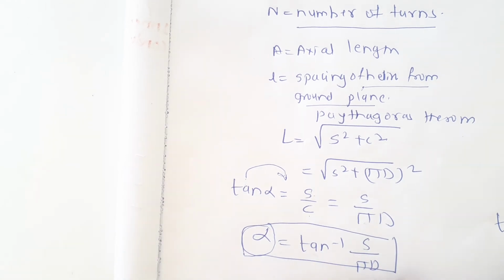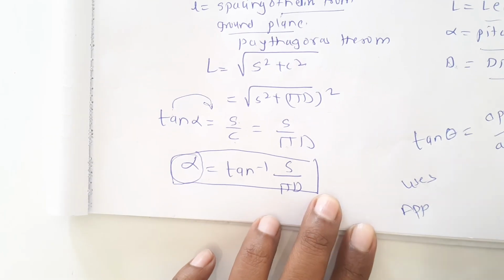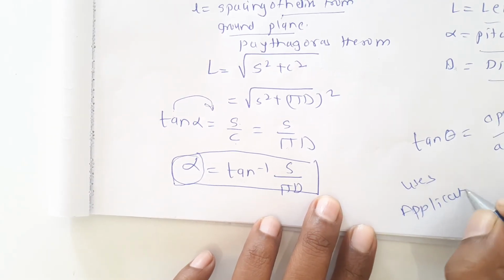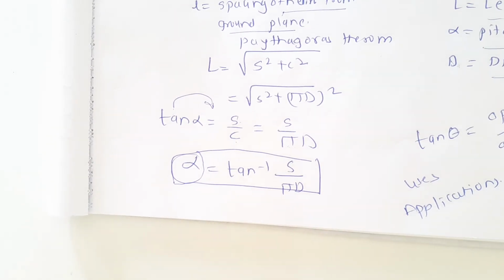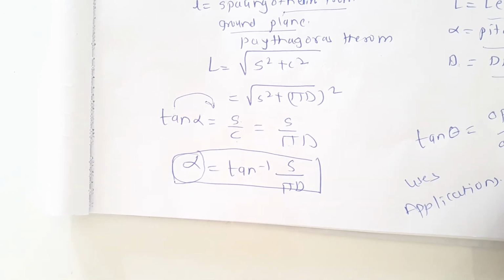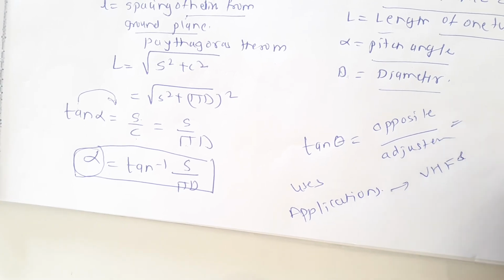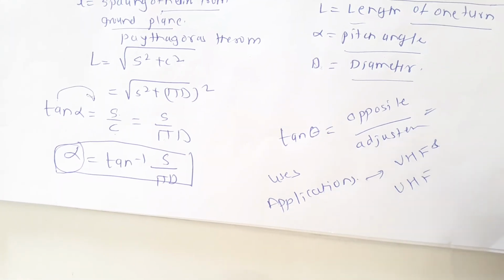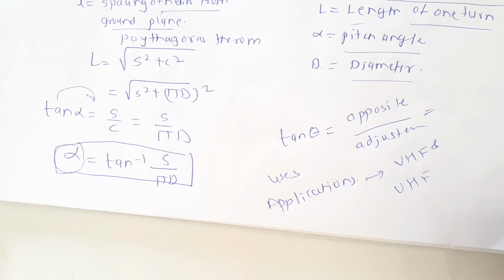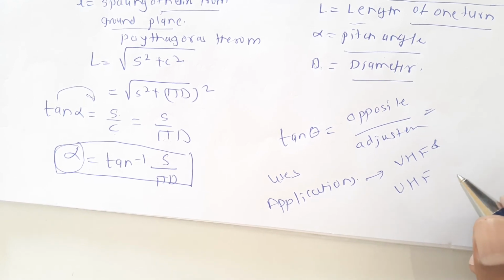Then we will see what is the application of the helix. So the helical antenna, as I already told you, in application will be used for broadband, that is VHF and UHF, that is a frequency range of 30 megahertz to 3 gigahertz. Then what will be the use of the helical antenna? It will be used in satellite communication.